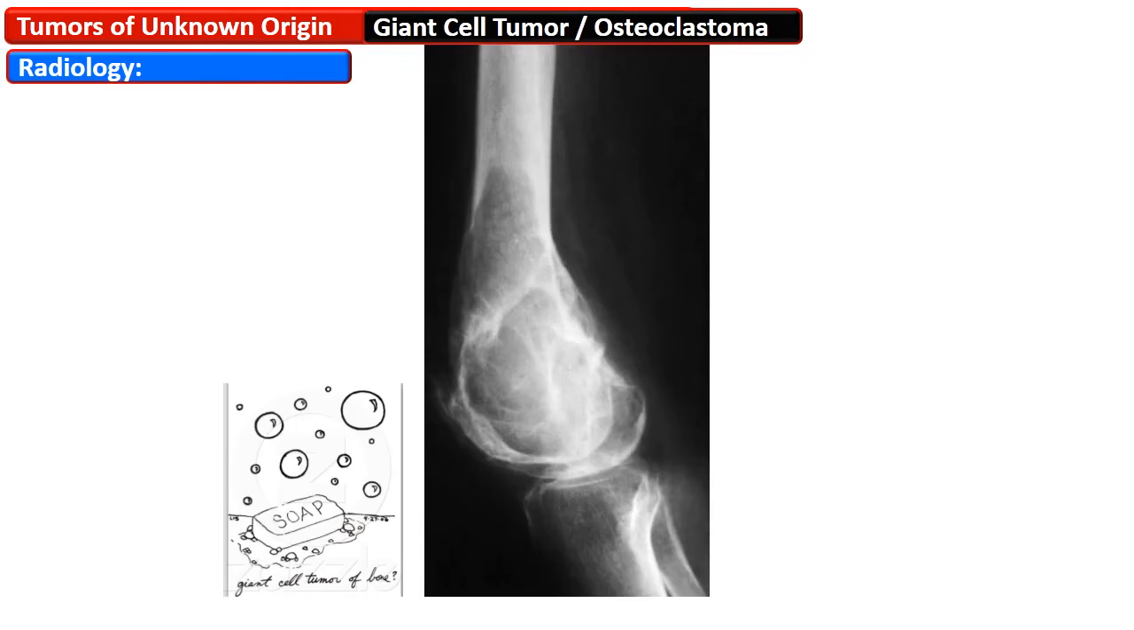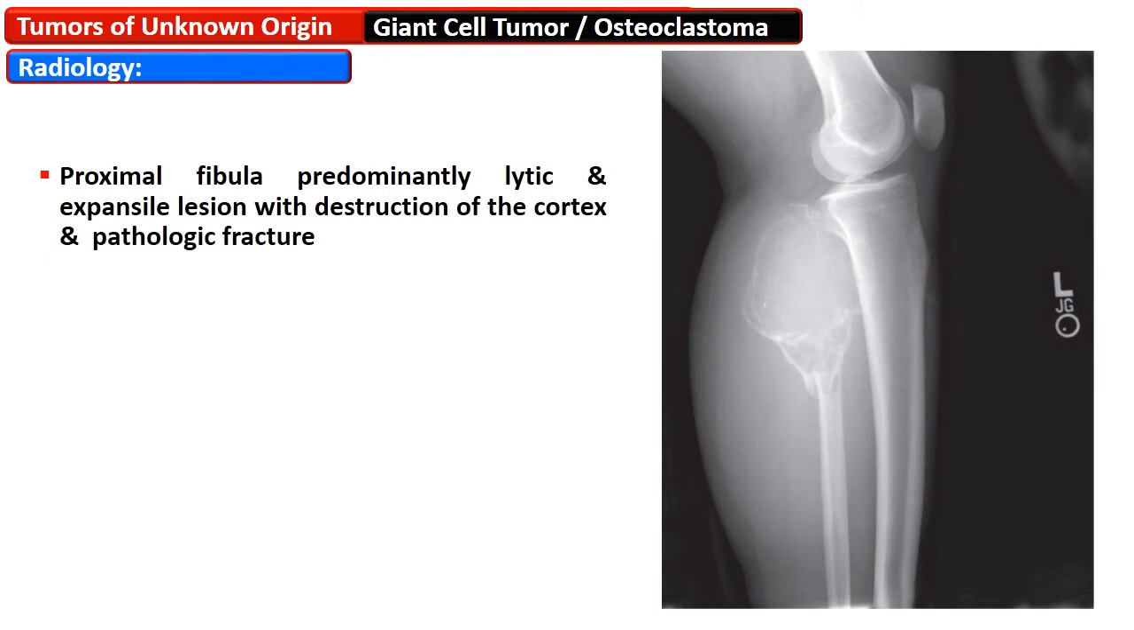Typical appearance of a giant cell tumor on X-ray. This radiograph is showing that the distal end of the femur is affected, and both the epiphysis and the metaphysis are involved by this lytic lesion. This radiograph is showing a predominantly lytic lesion in the proximal fibula, which is expansile in nature and destroying the cortex also. There is a pathologic fracture present.